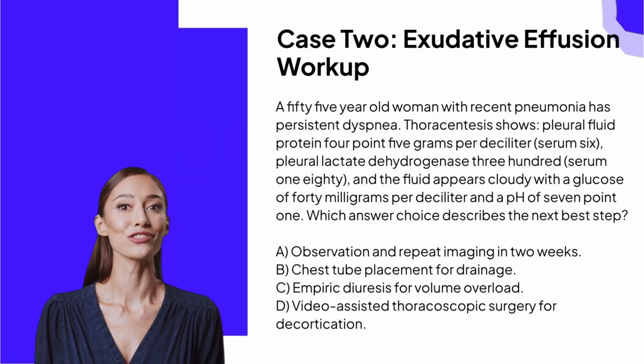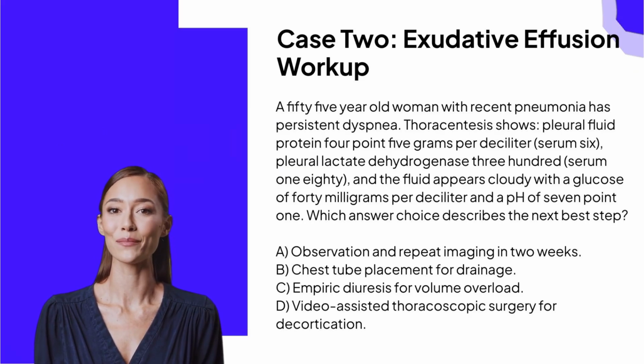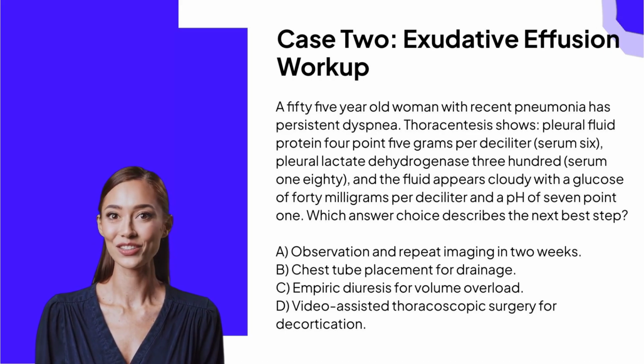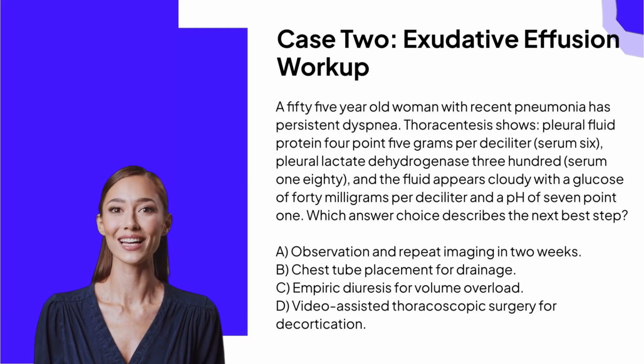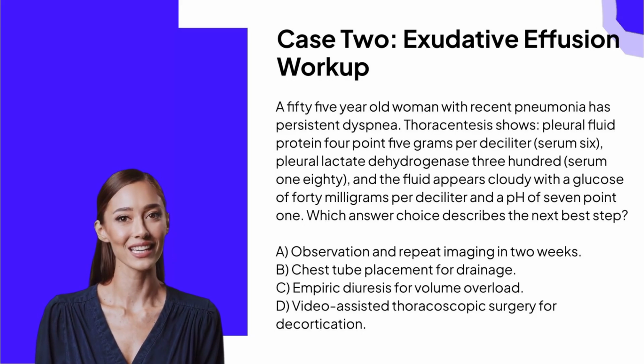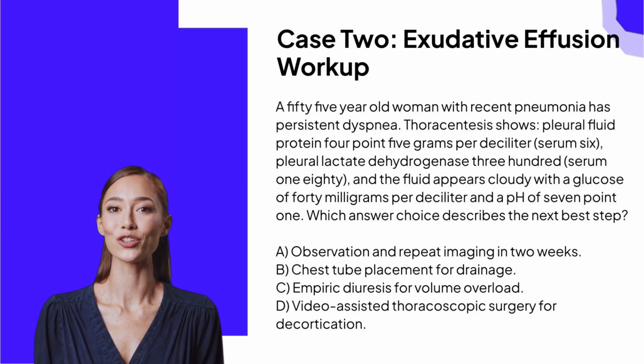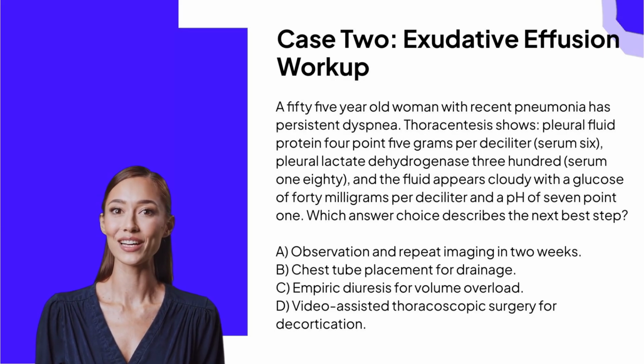Here's our second case focusing on exudative effusion workup. This 55-year-old woman has had recent pneumonia and now has persistent dyspnea. Her thoracentesis shows values that clearly indicate an exudate, but notice the additional findings: cloudy fluid, low glucose of 40, and a pH of 7.1. These are critical clues. Read through the answer choices and think about what these additional findings tell us about the next best step in management.